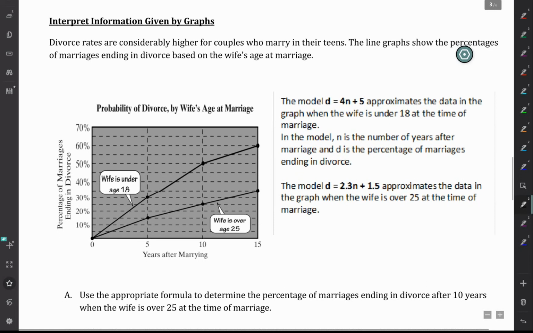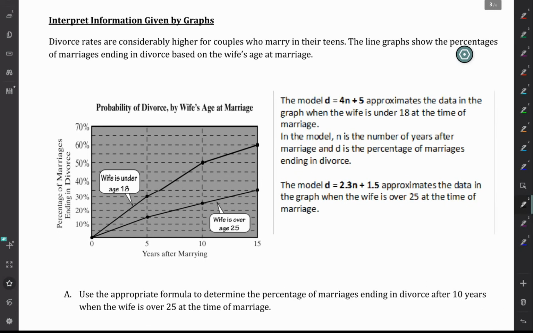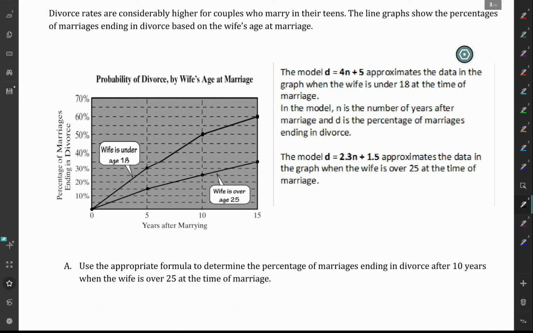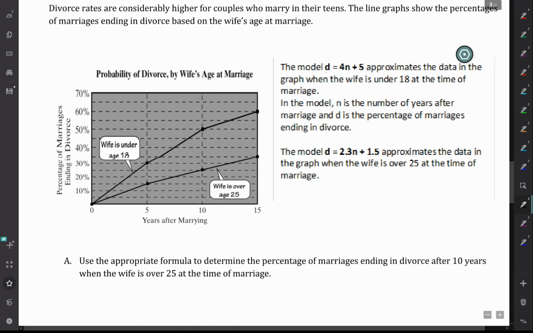Okay, now on this page we're asked to interpret some information given by a model, an equation, and then a graph. It says here divorce rates are considerably higher for couples who marry in their teens. The line graphs show the percentages of marriages ending in divorce based on the wife's age at marriage. So the model D equals 4n plus 5 approximates the data in the graph when the wife is under 18.